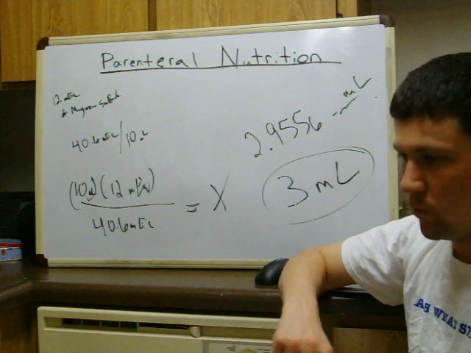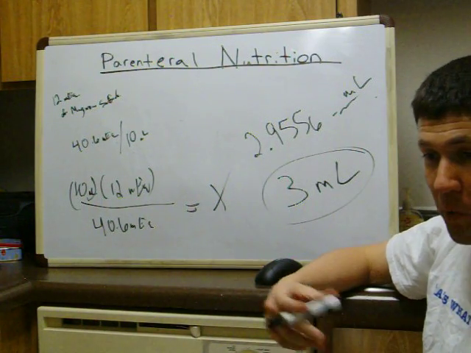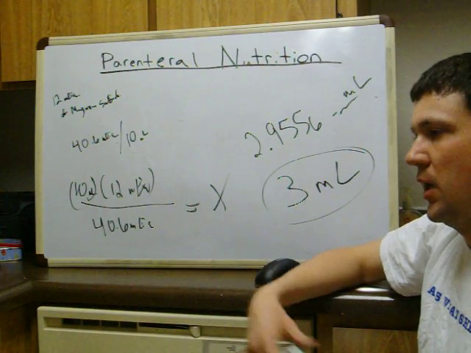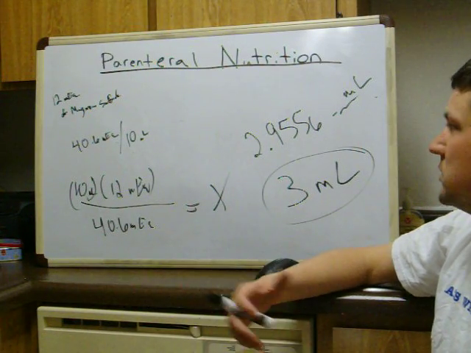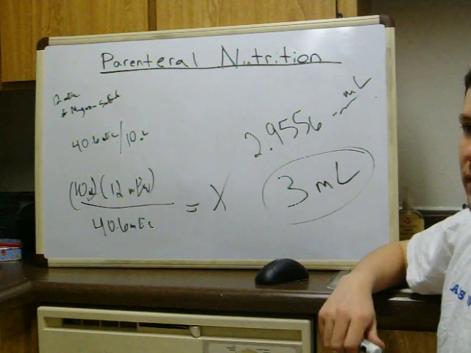And you just do that for each one. Again, you just set up the proportion for each one and multiply and divide as needed to get the volume that you need to add.